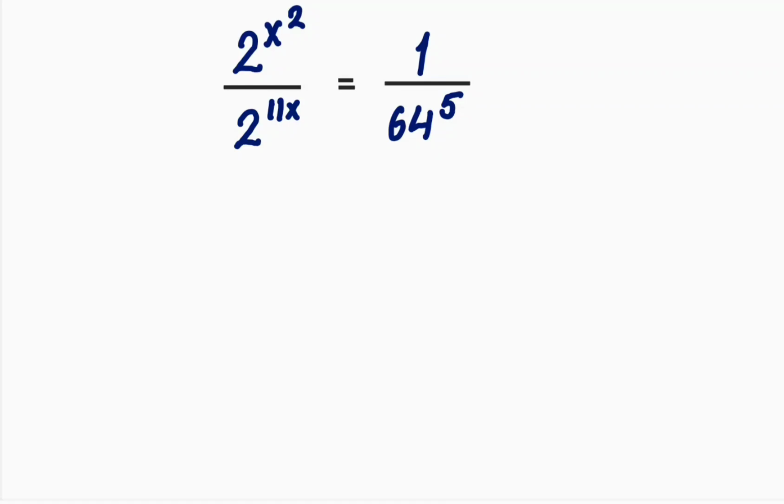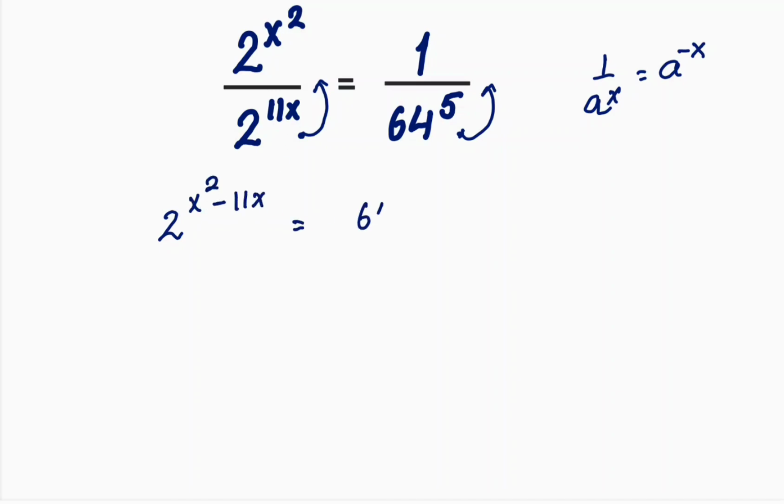Hi friends, let's solve this interesting question. Bring all the denominator power to numerator. In doing so, the exponential power comes in negative. Simplifying this, it becomes 2x square minus 11x equal to 64 raised to the power minus 5.